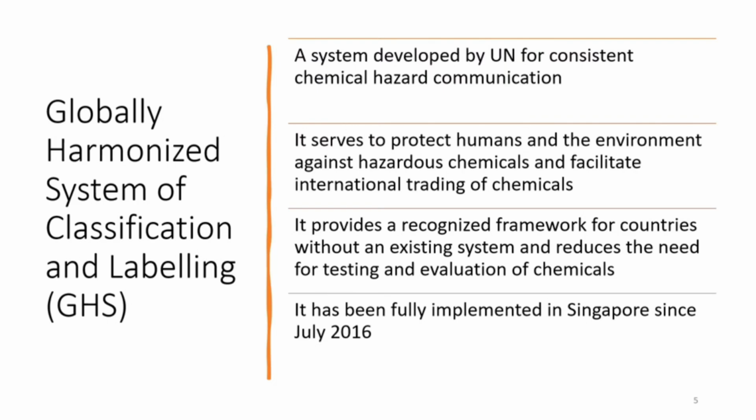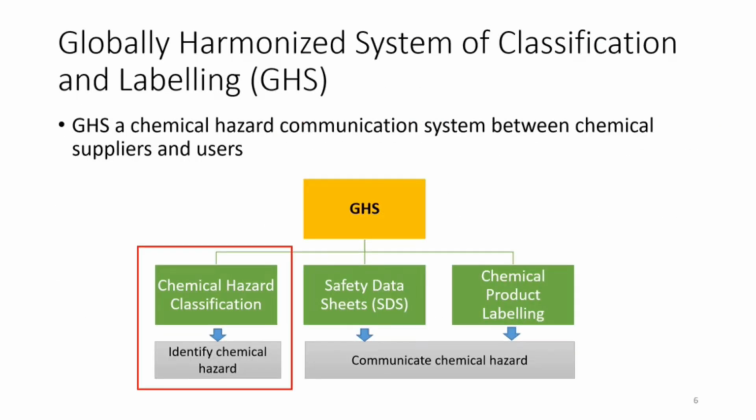Singapore has started to fully implement the GHS system since July 2016. GHS ensures the standardization of chemical hazard communication between chemical suppliers and users. Under GHS, first of all, we will need to identify the chemical hazard through chemical hazard classification. Secondly, we will communicate the chemical hazard to the users through the use of safety data sheets and chemical product labeling. Next, we will take a look at the chemical hazard classification first.